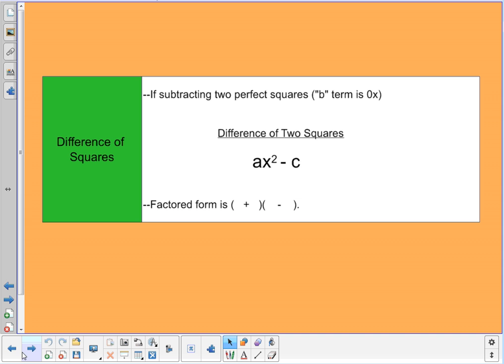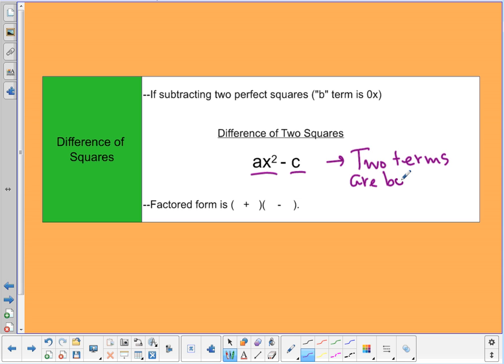Difference of two squares is a form that looks like this. It's a binomial. It has only two terms. So I have ax squared minus c. And what happens here is that the two terms are both perfect squares. Both is important, perfect squares. And the other thing about this is that there's subtraction in between them.